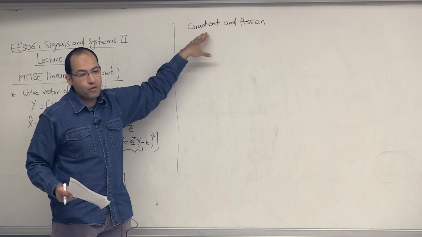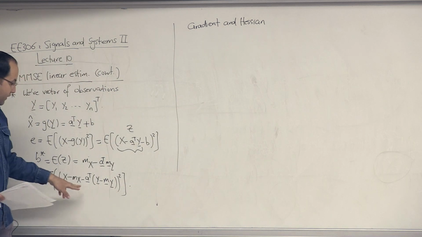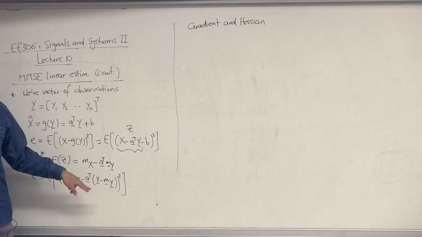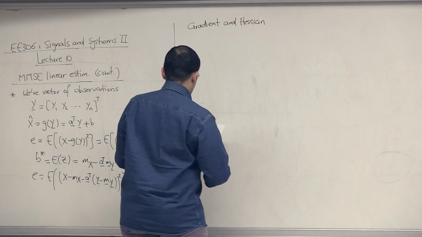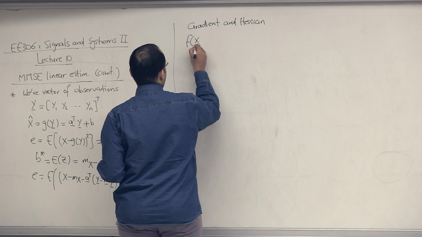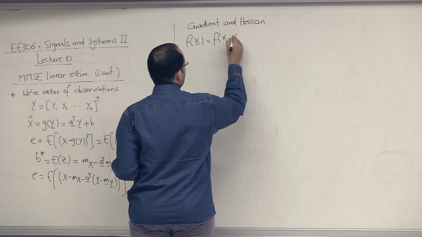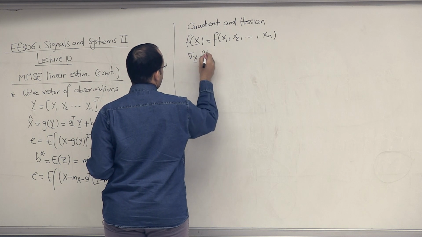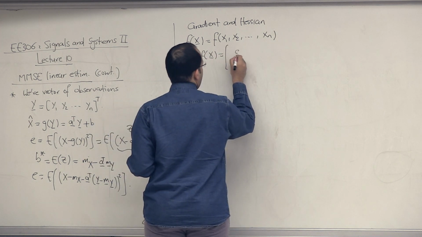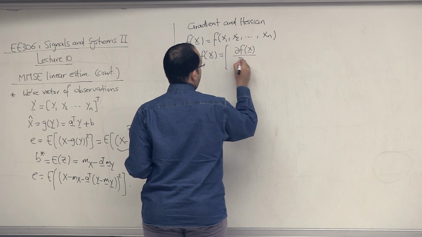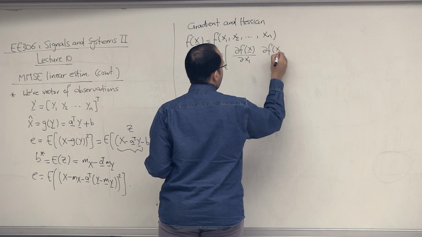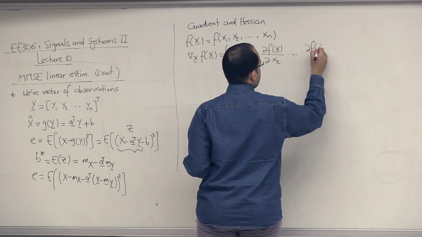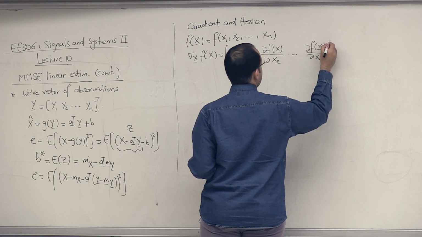What are we going to do here? Why do we need that? Because we are differentiating with respect to a vector. So that's not just a scalar quantity. So we need these. Suppose that we have f of x, which is f of x1, x2, dot, dot, dot, xn. The gradient with respect to x of f(x) is partial f by partial x1, partial f by partial x2, dot, dot, dot, partial f by partial xn.